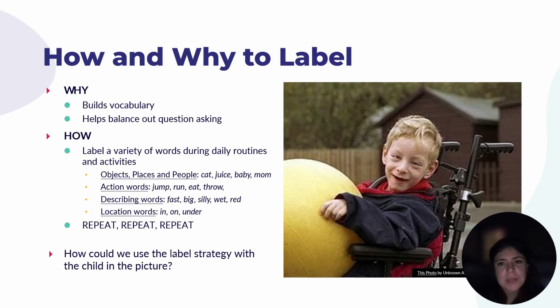Lastly, we have our strategy of labeling. Labeling helps grow your child's vocabulary and can help create a balance between asking your child questions and commenting on what they are interested in. When trying to get your child to communicate more, it may be tempting to ask lots of questions, as if we're trying to pull the communication out of them. But instead, you could try making comments about the things your child is interested in.